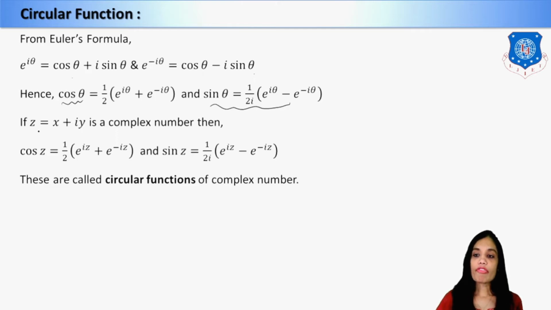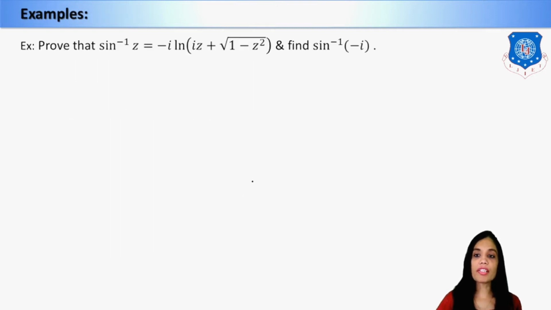Now, if z is equal to x plus iy, if we have a complex number in Cartesian coordinates, then cos z is equal to 1 upon 2 times e raised to iz plus e raised to minus iz. And sin z is equal to 1 upon 2i times e raised to iz minus e raised to minus iz. So you have to remember these two formulas, right? And these are called circular functions of a complex number. Okay, so now let us solve examples.